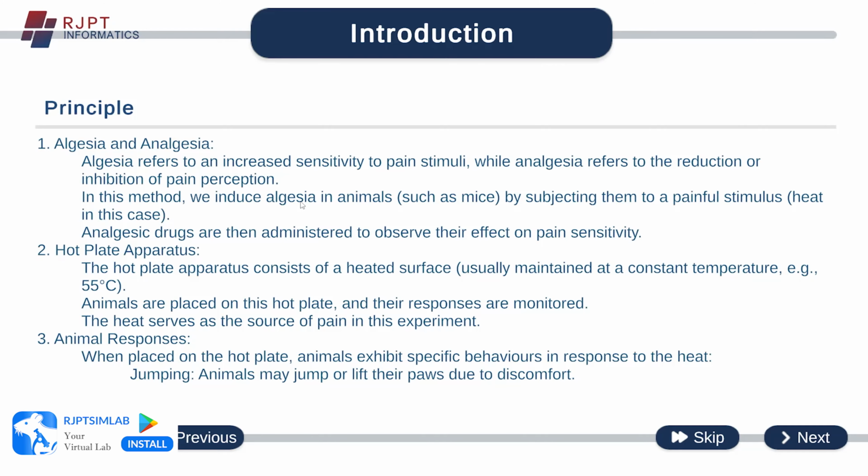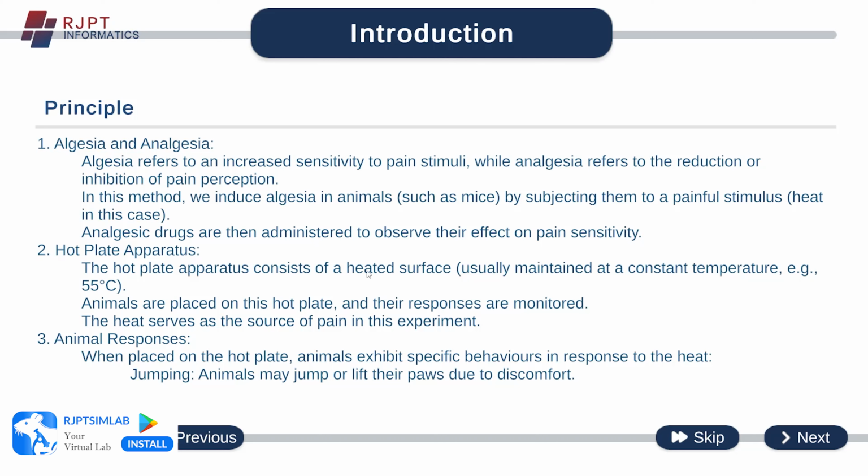And in this method, we are inducing algesia in animals. We are inducing the heat effect in the animal. We are using mice, and subjecting them to painful stimulus, in this case heat. And analgesic drugs are then administered to observe their effect on pain sensitivity. We are administering the analgesic drugs so that we can observe how much it reduces the pain sensitivity in the mouse.